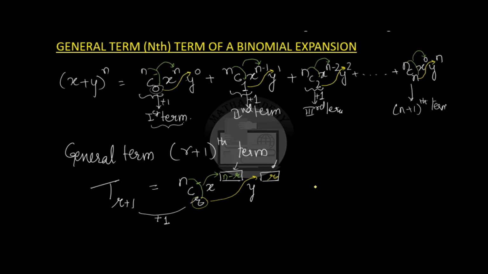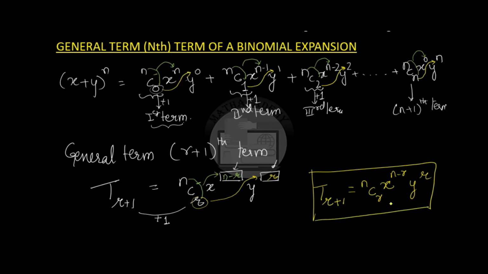And we have got the general or the (r + 1)th term in the expansion of (x + y)^n as nCr, x to the power n minus r and y to the power of r. This is the formula for finding out the general term in a binomial expansion.